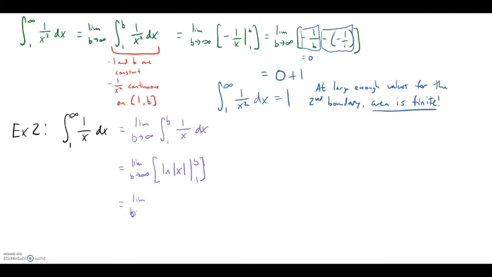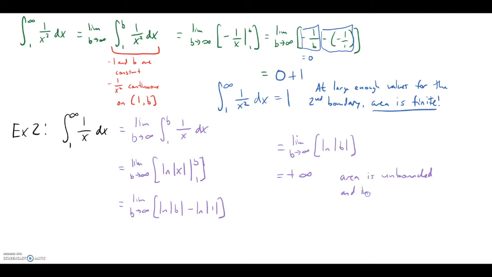So this will be the limit as b approaches infinity for natural log of b minus natural log of 1. So this will yield the limit as b approaches infinity for the natural log of b, since the natural log of 1 is just 0. And the natural log function, as b approaches infinity, also approaches infinity. We get an area that is unbounded, an infinite area. Or what we say is that this integral diverges, and this area becomes infinitely large.